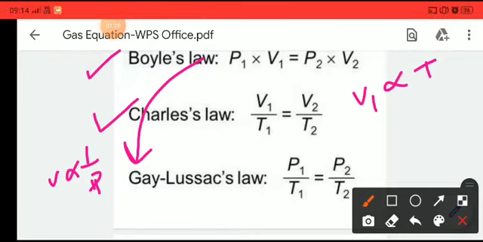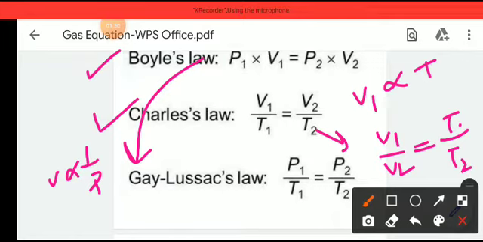So from that we get two equations: for Boyle's law, P1 V1 is equal to P2 V2, and for Charles' law, V1 by T1 is equal to V2 by T2, or we can easily write this as V1 by V2 is equal to T1 by T2. So we can write Charles' law in this format as well.